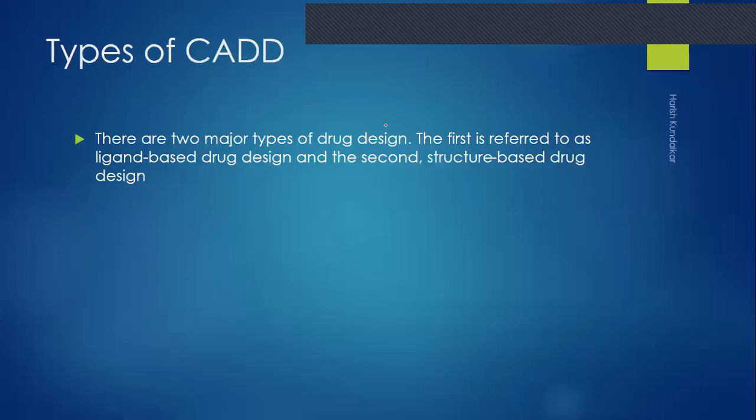And today we'll talk about the different types of computer-aided drug design. Okay. So we have talked a bit about the two different types of drug design, and today we'll talk about them in detail. There are two major types of drug design. The first one is referred to as ligand-based drug design, or LBDD, and the second one is structure-based drug design, that is SBDD.